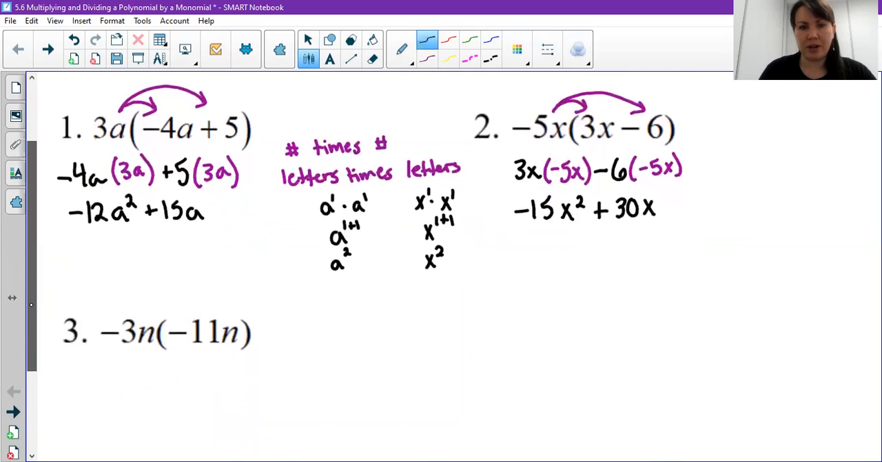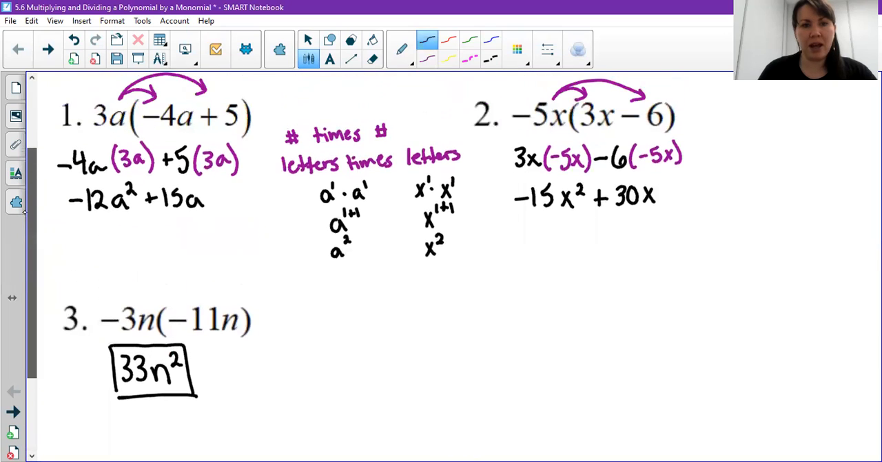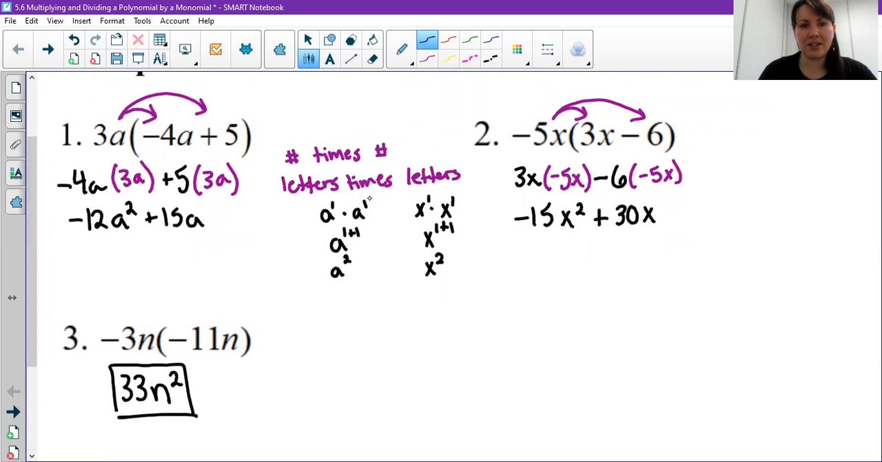Okay, let's try one more. This is a monomial times a monomial, so I don't need to write anything more out, just do your multiplying. Negative 3 times negative 11 is a positive 33. N times n will give me n squared, and that would be the answer. Okay, so when we are multiplying with the same base, we add the exponents for those letters.